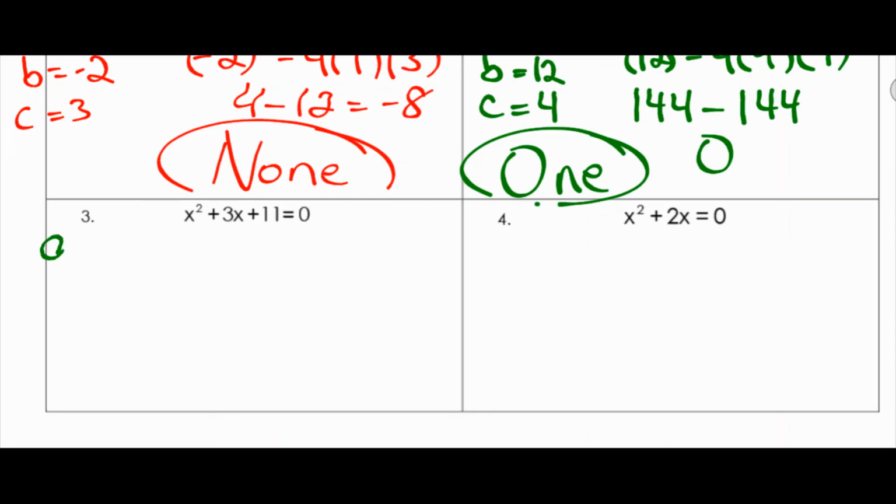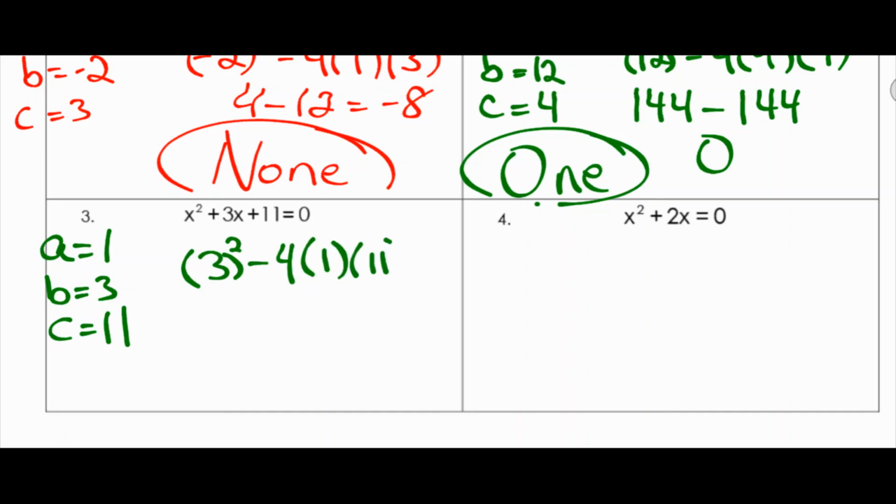All right, on number 3, A equals 1, B equals 3, C equals 11. So 3 squared minus 4ac, or minus 4 times 1 times 11. That's going to give me 9 minus 44. And that's going to be a negative number. I actually don't even really care about what negative number that is, but it's negative 35. That means I have no real solutions.